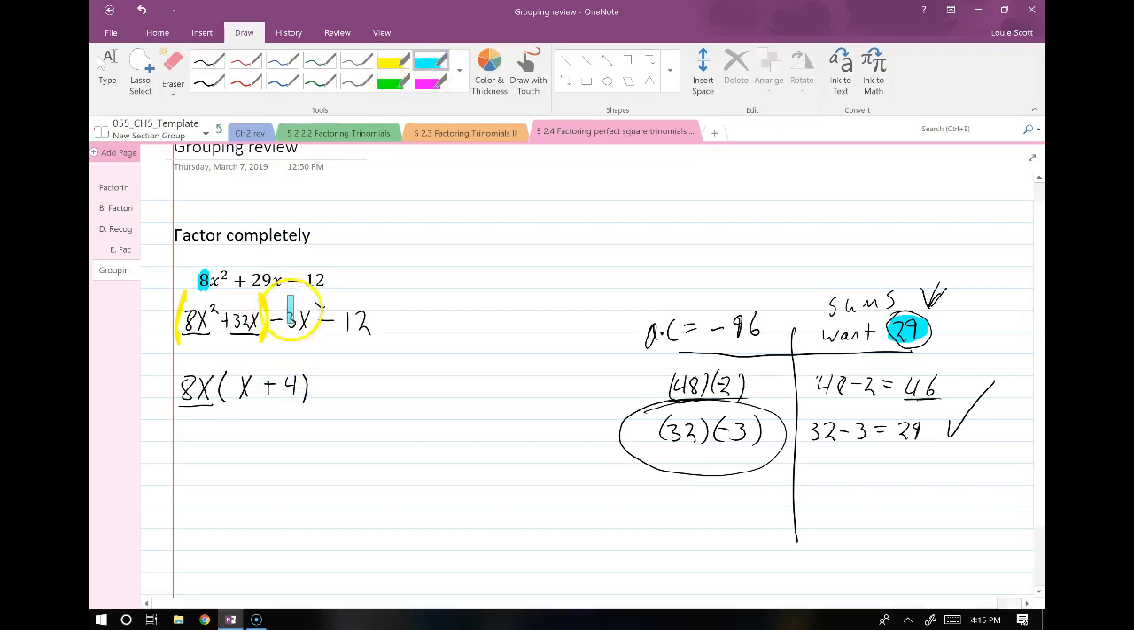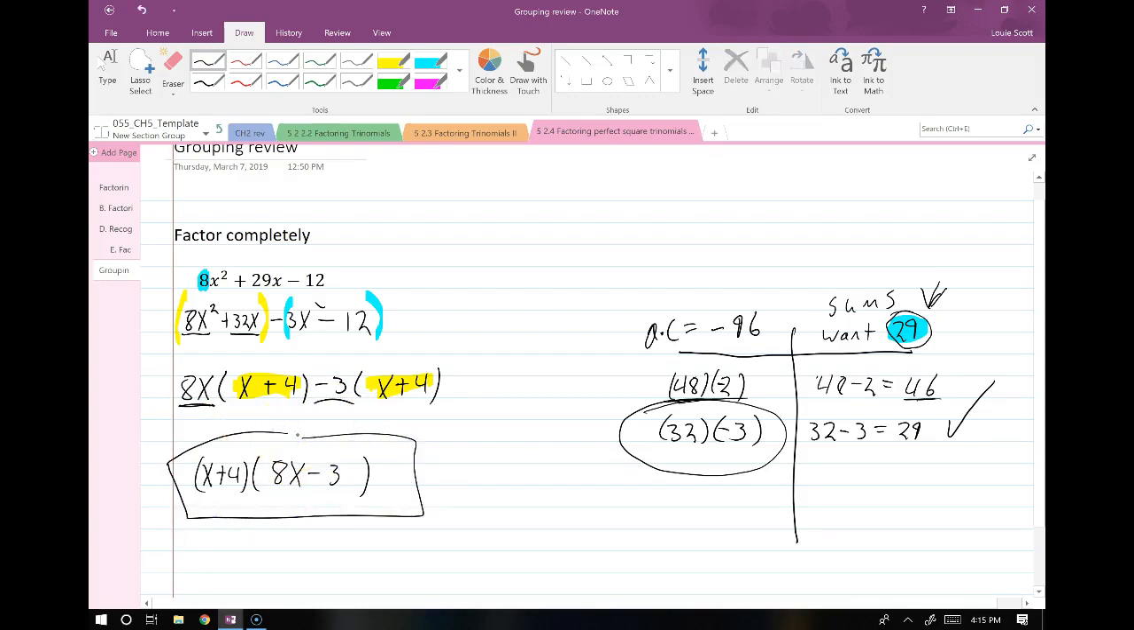Then when I highlight my second two terms, I notice right off the bat they're both negative. I don't want that, so I'm going to need to factor out a negative. I can factor out a negative 3 as a common term. That leaves me with x plus 4. And now my two terms match just like I wanted them to, and I can move on to complete the factoring by grouping. So I have x plus 4 in front, and then in the second set of parentheses, I have whatever was left, 8x minus 3. And that's it.